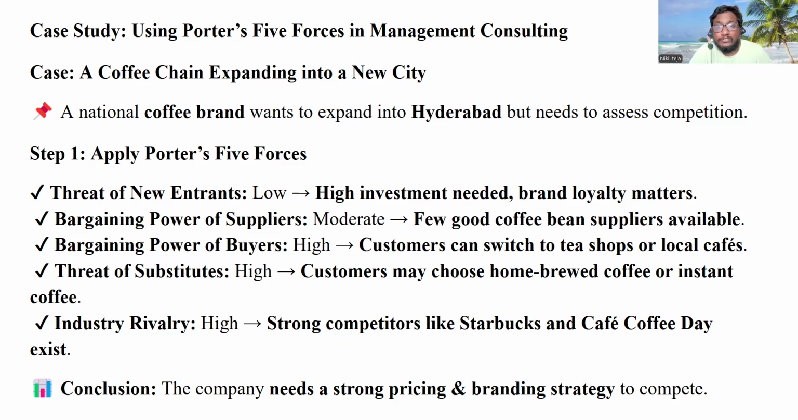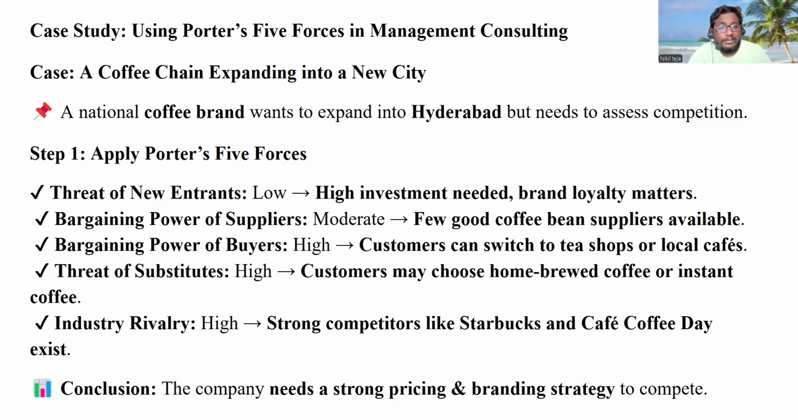Next is bargaining power of suppliers: moderate. Few good coffee bean suppliers are available. So moderate, they won't have high power or low power. The power of suppliers is moderate, middle. The third one is bargaining power of buyers: high. Why? Because customers can switch to tea shops or local cafes. So the threat from customers' bargaining power is high. So I need to analyze this also.